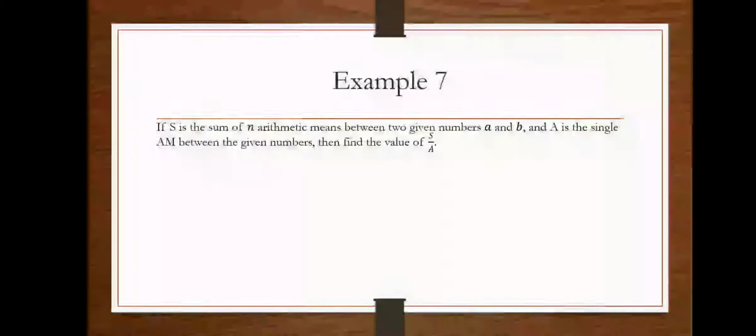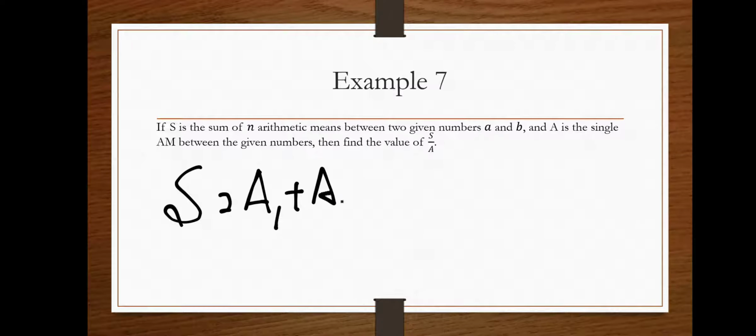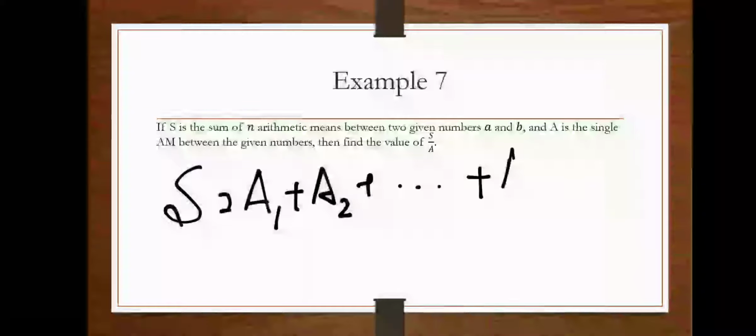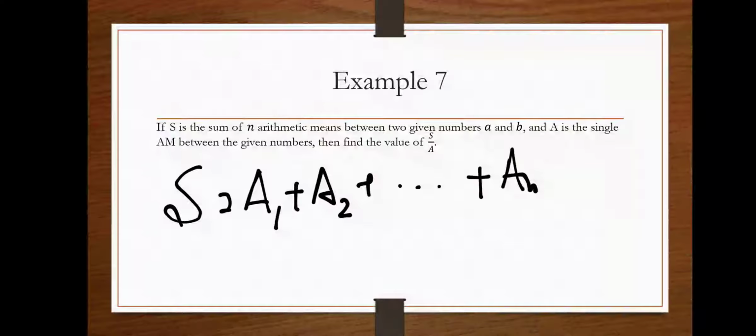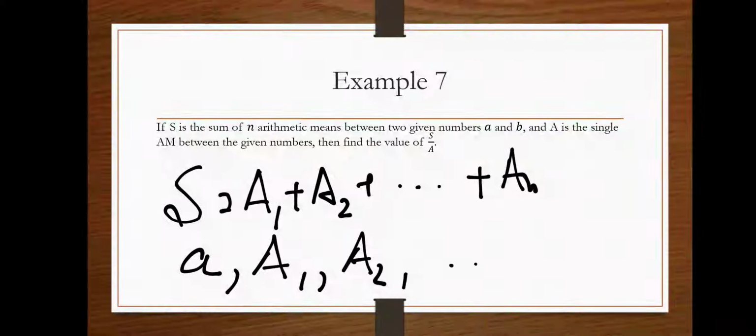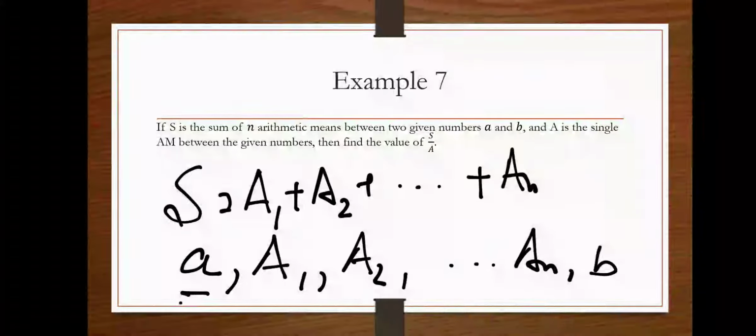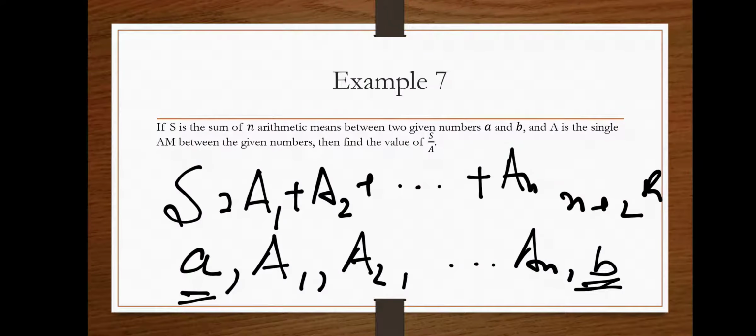But what is capital S? Capital S is a1 plus a2 plus up till an, right? Now what are these a1, a2, an? These are the n arithmetic means between a and b. Now if we remember, when we discussed a, a1, a2, up to an and b, it forms an AP where a is the first term, b is the n plus 2th term, a1 is going to be the second term, a2 is going to be the third term, and an is going to be the n plus 1th term.